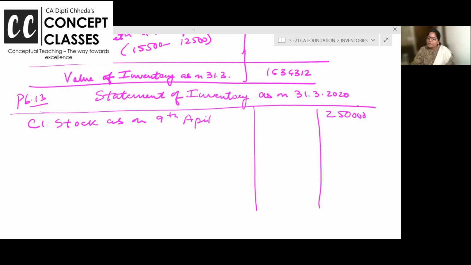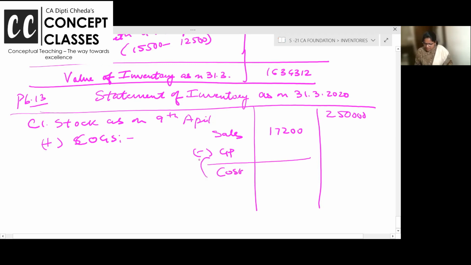Now read the problem. It was found that some goods were sold, and the sales is 17,200. Add back the cost of goods sold. What is the sales value? 17,200. What is the GP in the sales? GP is 1/3 on the cost. If cost is 100, 1/3 is 33.33, so it is 1/4 of sales, 133.3.